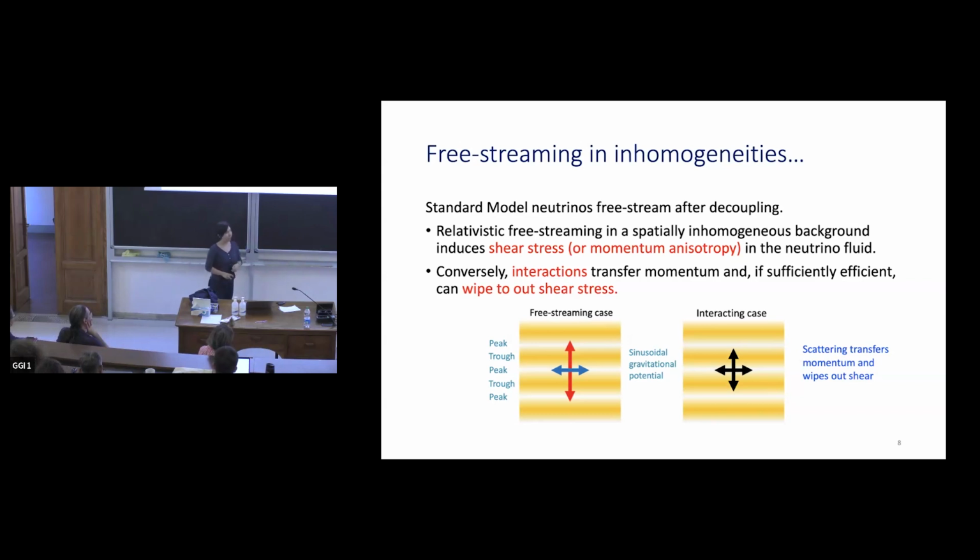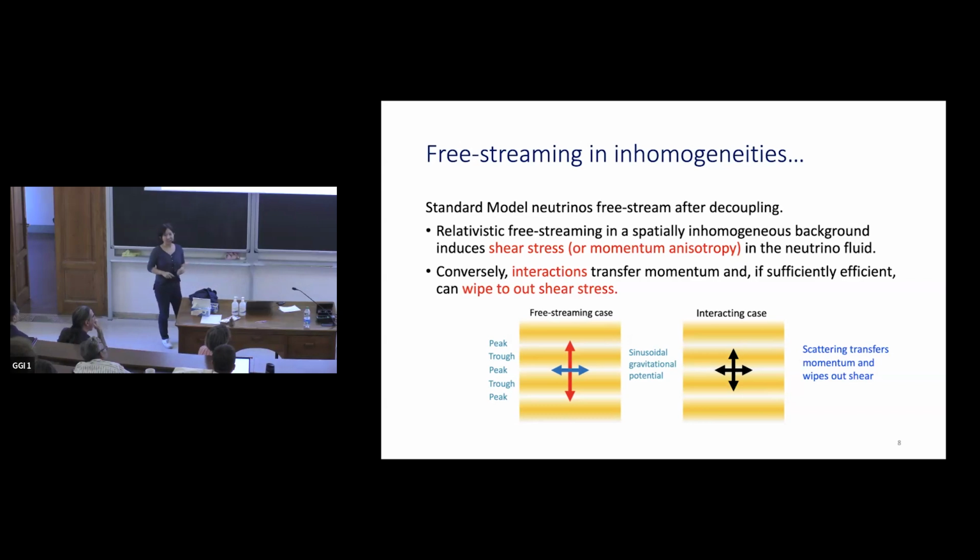What happens with the neutrinos moving in the up or down direction is that as soon as they start to move, they get dragged into the potential well. That makes them pick up some kinetic energy and therefore increases their momentum. These are relativistic particles, by the way. So relativistic neutrinos free streaming in an inhomogeneous background induce what is called shear stress, or in other words, momentum anisotropy. That's what happens in standard cosmology for standard neutrinos.